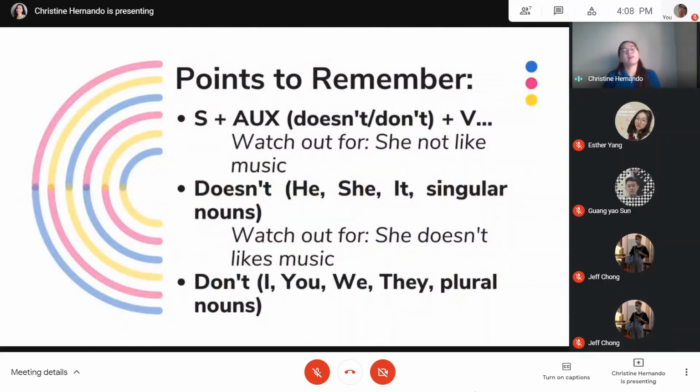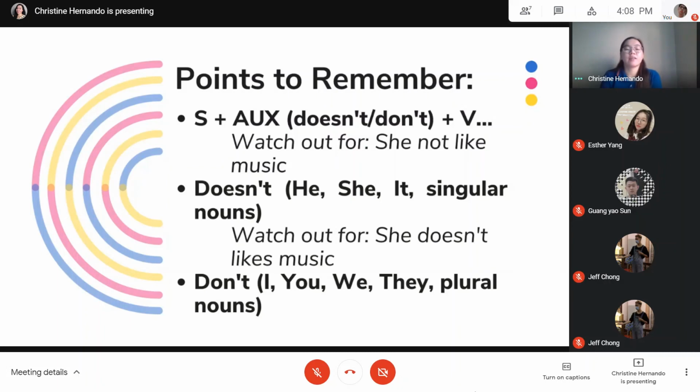Okay, so here are the important points to remember. Again, the pattern for the present simple negative: the subject followed by the auxiliary verb doesn't or don't, and the main verb. In observing the pattern and the structure of the present simple negative, we should watch out for some confusions like this: she not like music, like the one we discussed earlier. This is an incorrect structure of the present simple negative because it lacks the auxiliary. So watch out for that problem.